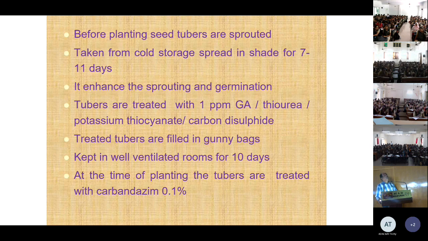The seed tubers are sometimes sprouted before planting. So, taken from cold storage, they are spread in shade for 7 to 11 days, which enhances the sprouting and germination. The tubers are also treated with chemicals, thiourea or potassium thiocyanate or carbon disulfide, to eliminate the dormancy. The treated tubers are filled in gunny bags and kept in well-ventilated rooms for 10 days. Then at the time of planting, they can also be treated with carbendazim at the rate of 0.1%.